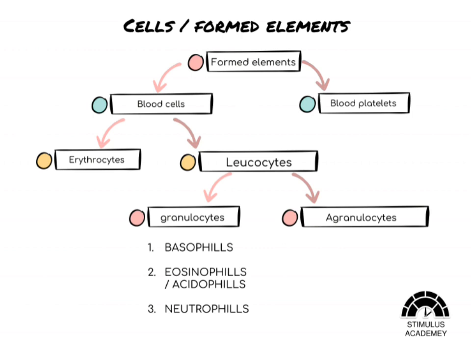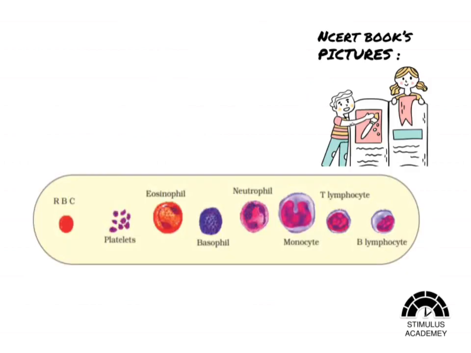The mnemonic here goes as BANG. It might be funny, but see: B for basophils, A for acidophils, N for neutrophils and G for granulocytes. And the agranulocytes are of two types, monocytes and lymphocytes. A picture is given in the NCERT biology book showing various formed elements with their comparable sizes and characteristic features. We will get back here in a short while.